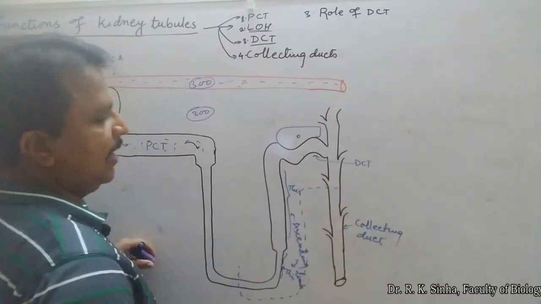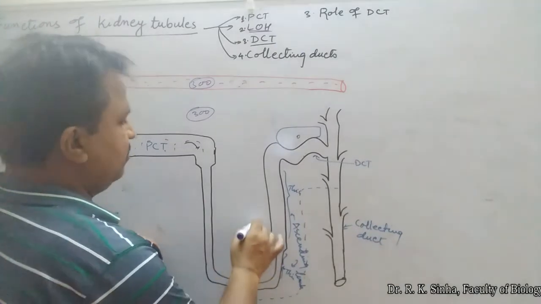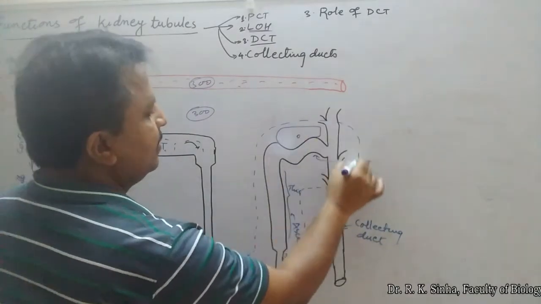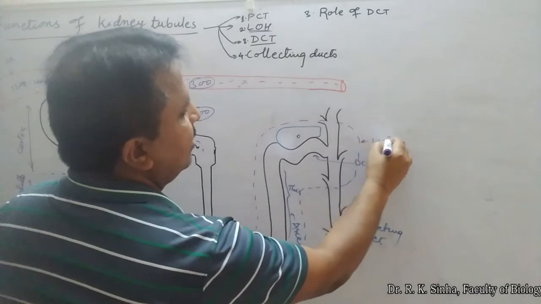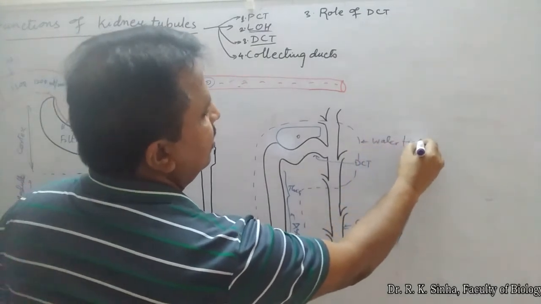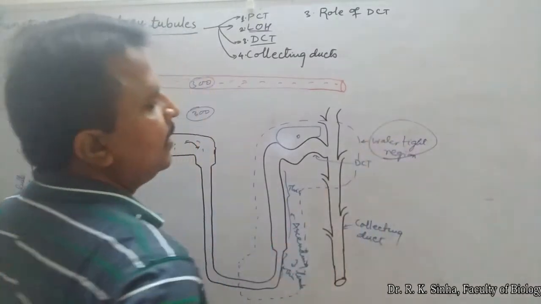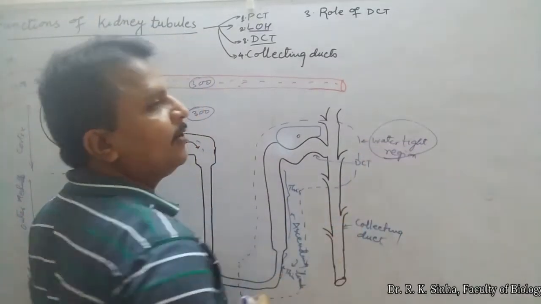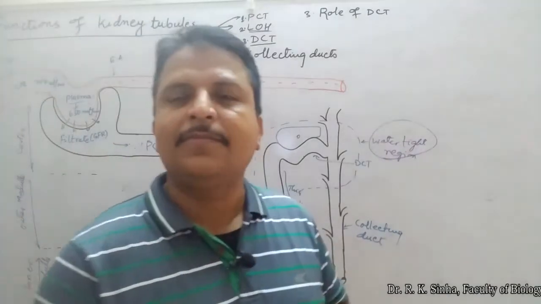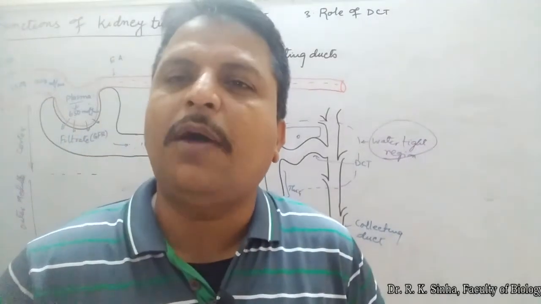Now, this entire region of the loop of Henle and some part of the collecting duct is a watertight region. It cannot allow water to move out due to the absence of aquaporin channels.